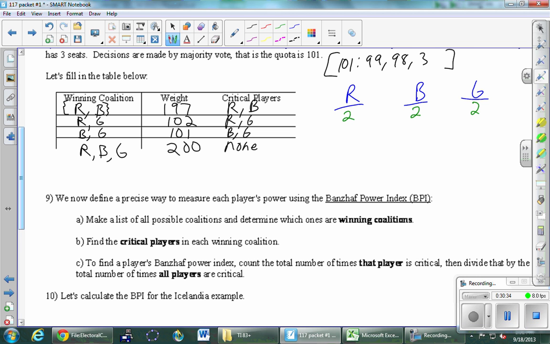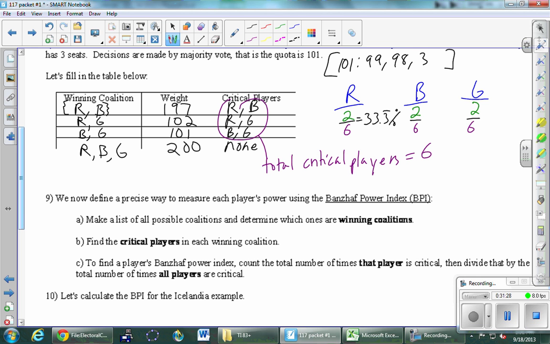So yes, they are all equal, but instead of saying that they're all 2s, and in another example they can be 5s or 50s and hundreds, we want to get it to a percentage. I would really like to be able to convert everything to a percentage so that we can compare and think about percentage of power. So we're going to take each of these guys and we're going to divide by some magic number. And yeah, it just says divide by the total number of times all players are critical. So how many total critical players are there here? It's 6. So each of these becomes a fraction with a 6 in the bottom, each divided by 6. And so each of these is a third if you want to reduce. If you prefer percentage, you can say 33.3% for each of them.